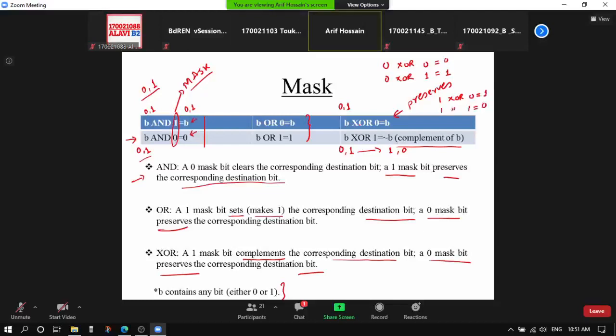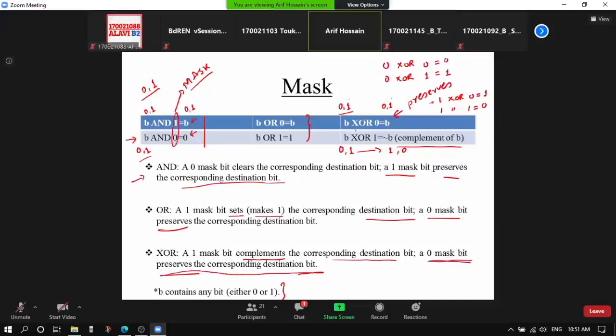Exactly. Now you see, in this case, your B can be either 0 or 1. So if you perform 0 XOR 0, you will get 0, isn't it? So if your B is 0, your output is also 0. If you perform 1 XOR 0, you end up getting 1. So if you provide 0, you get 0. If you provide 1, you get 1. So if you provide a mask of 0 with XOR operation, you will end up getting exactly the same bit. That's why it says a 0 mask bit preserves the corresponding destination bit.